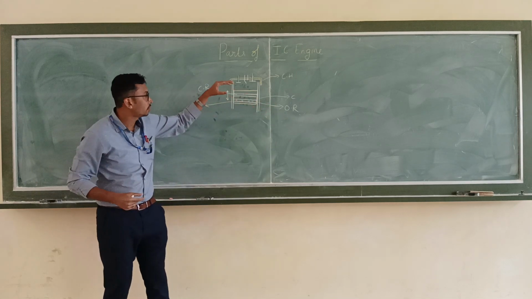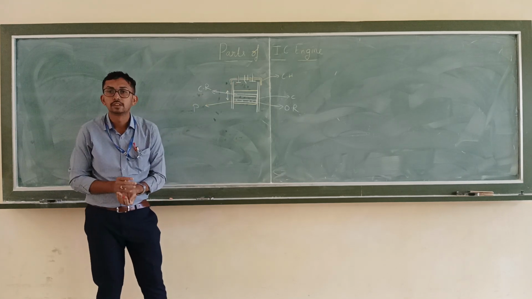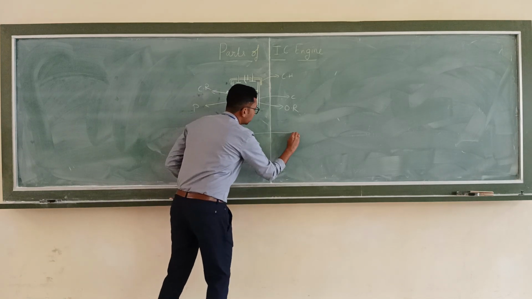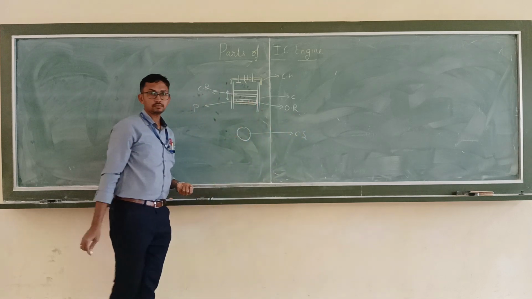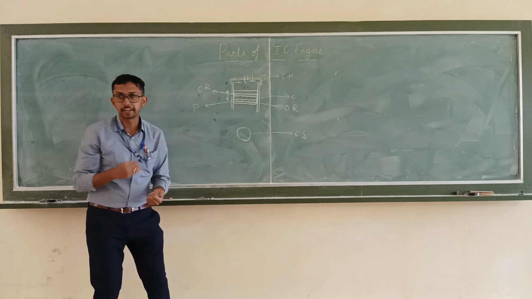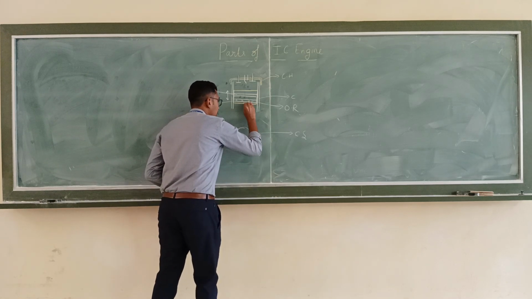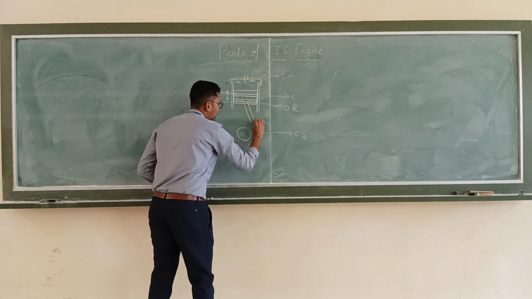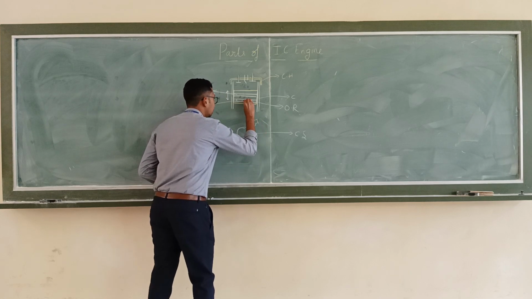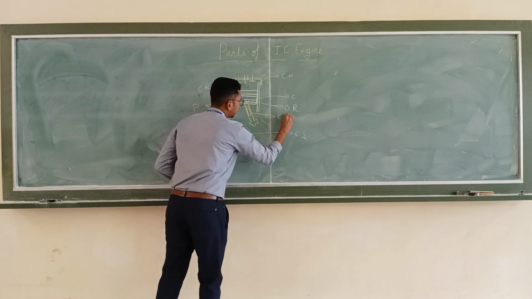As I told, the power generated inside the cylinder has to be transferred to where? The crankshaft. So let us consider this as a crankshaft. How am I going to transfer the power? There should be some link. Okay, so the link is called the connecting rod. This is the connecting rod.